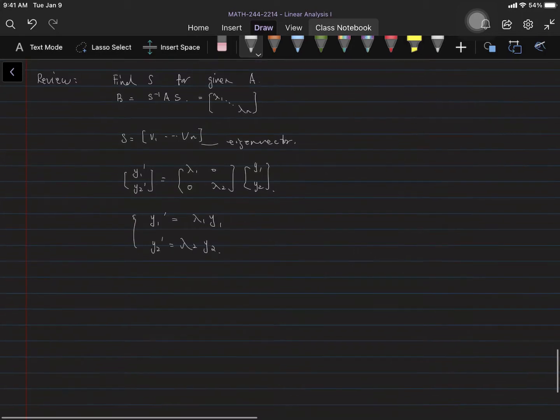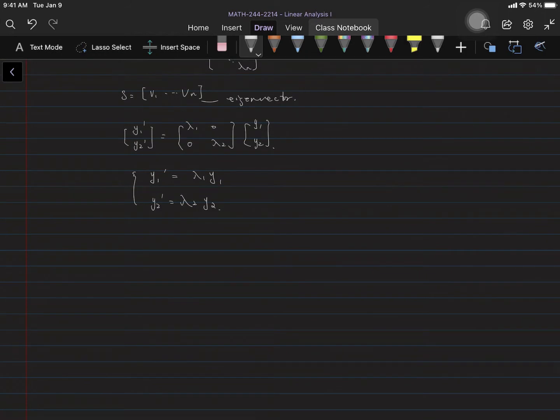Is that right? And we have two equations. Even though we have two equations, if we look at them individually, there is only one unknown in each equation, and we can solve them easily. Actually, the solution for y1 should be c1 e to the lambda 1 t, and y2 should be c2 e to the lambda 2 t. And c1 and c2 are just arbitrary constants because this is the general solution.